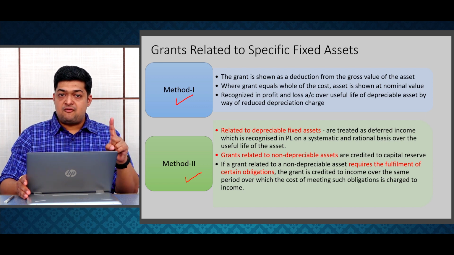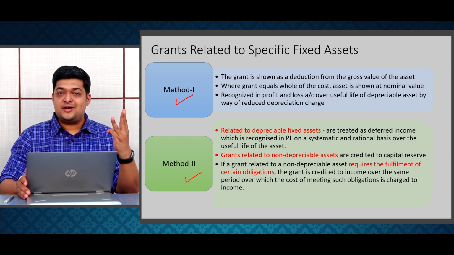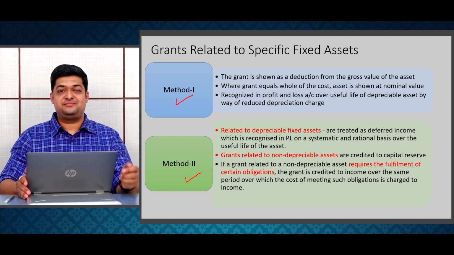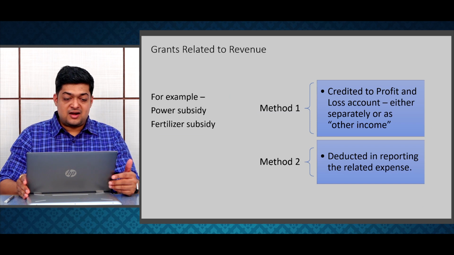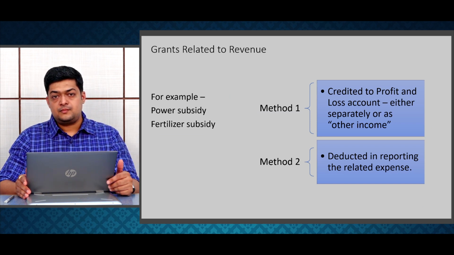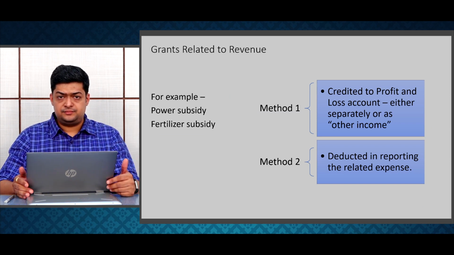So far we have covered compensatory grants, non-monetary grants, and grants relating to specific fixed assets. Now we shall be discussing grants related to revenue. What are these? I'll give you an example.